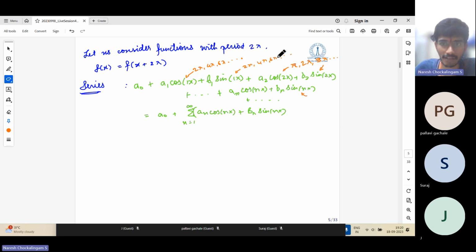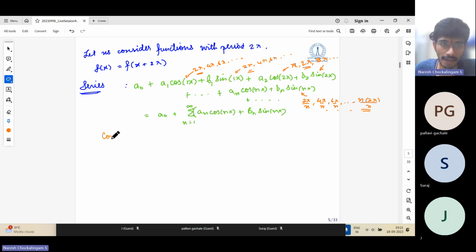Now, what about these two? If you take 3 cos 3x, you will have 2 pi by 3 as a period, 4 pi by 3 as a period, and so on. So for this, the periods are 2 pi by n, 4 pi by n, 6 pi by n, and so on. Now, what is the common period for all these? Here you have 2 pi, here you have 2 pi, and here also you will get n into 2 pi by n. So there also you'll get 2 pi.